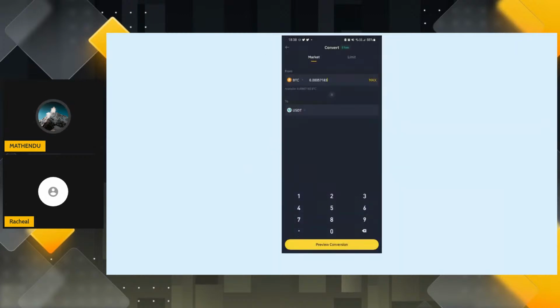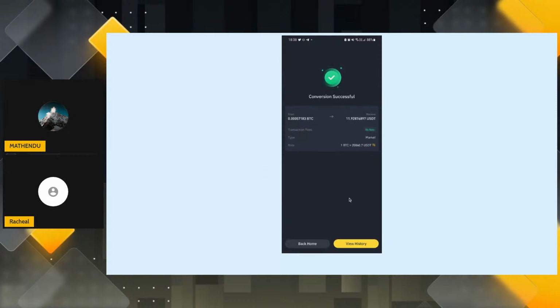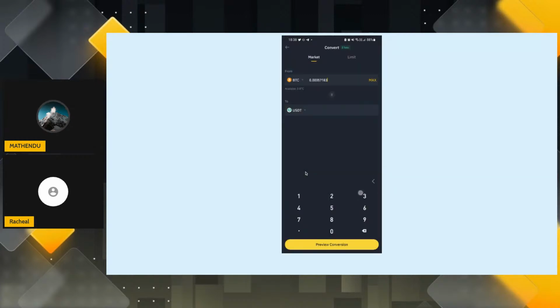So once you click here, it comes to the screen. Then you preview the conversion like that, and then click on convert. As I was saying, the BTC pair has no fees, so you'll notice right here there are no fees for converting on the Bitcoin pair. Now let's go back here.